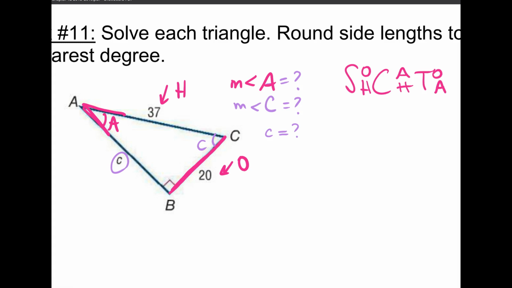Sine of your angle is equal to opposite over hypotenuse. So sine of angle A is going to equal opposite 20 over hypotenuse 37. How do I actually solve for the angle?